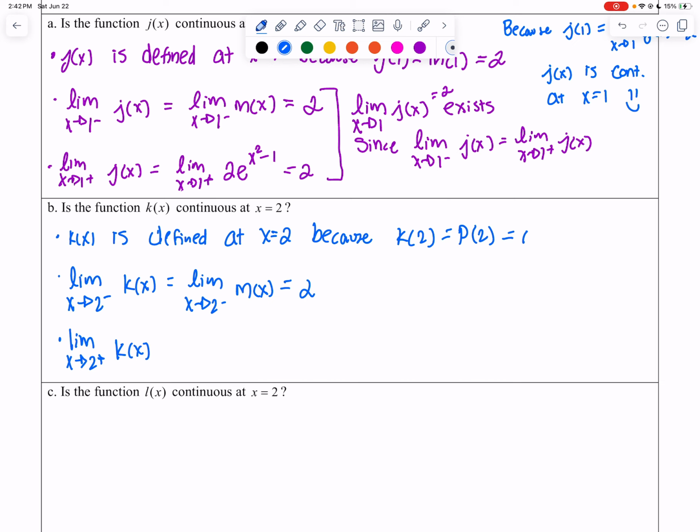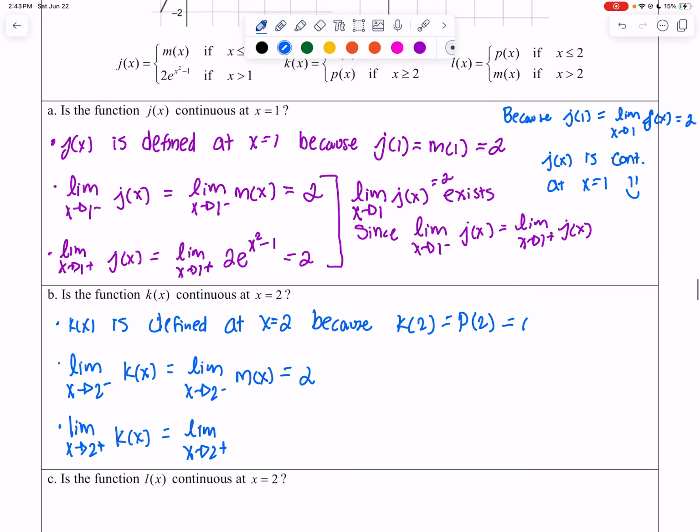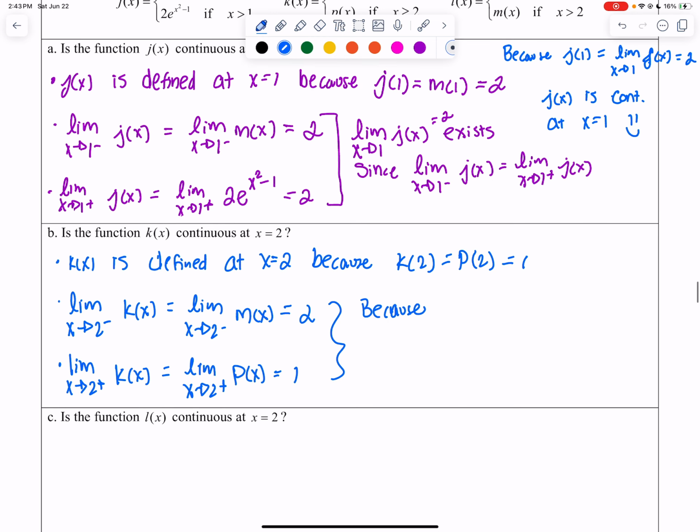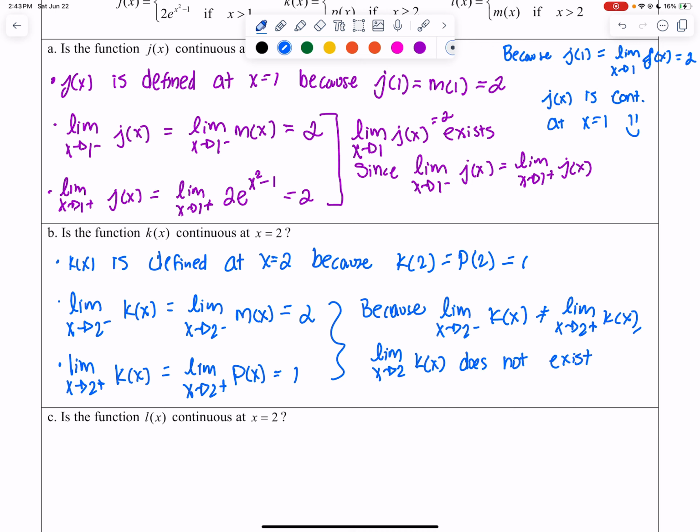So looking at my function value from 2 to the right, 2 to the right is p of x, and we saw that p of x is 1. So because my limits are not the same, this tells me that the limit as x approaches 2 of k of x does not exist. And this is why k of x is discontinuous at 2.